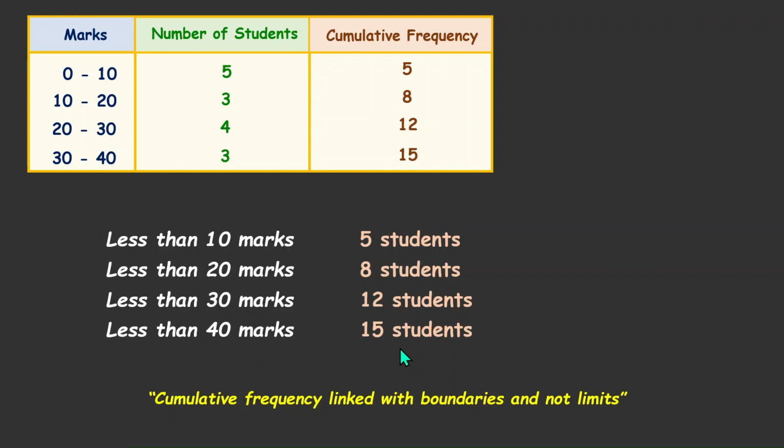And now if we have an idea to plot the cumulative frequency, this is it, because we can just take the points as 10 and 5. So this becomes 10 and 5, which means that less than 10 marks would be 5 students.